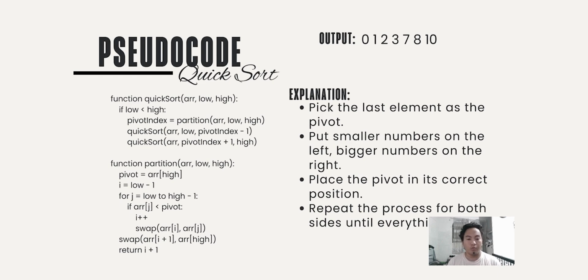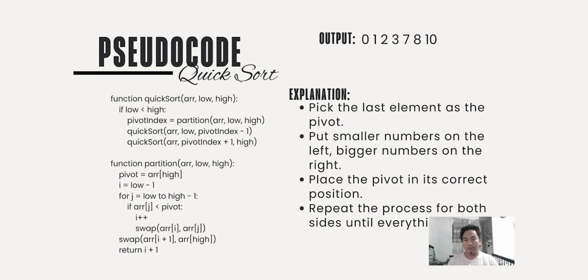Once we know where the pivot ends up, we recursively call quicksort again for the left side of the pivot. That's from low to pivot index minus 1. And for the right side of the pivot, that's from pivot index plus 1 to high. This way, the algorithm keeps breaking the array into smaller and smaller parts until every part is sorted.